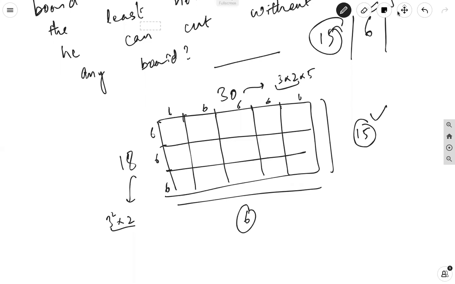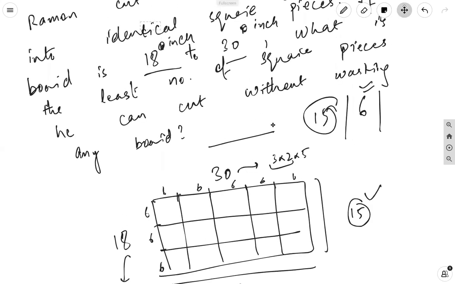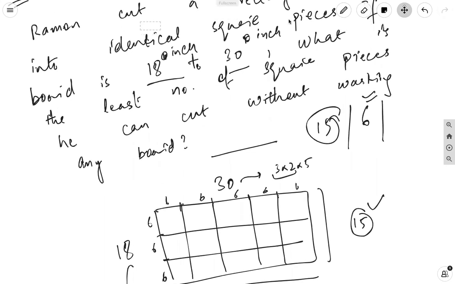Right? Yes. And the question says the least number of square pieces. So that's why we take the highest common factor, to get the least number of square pieces out of that.